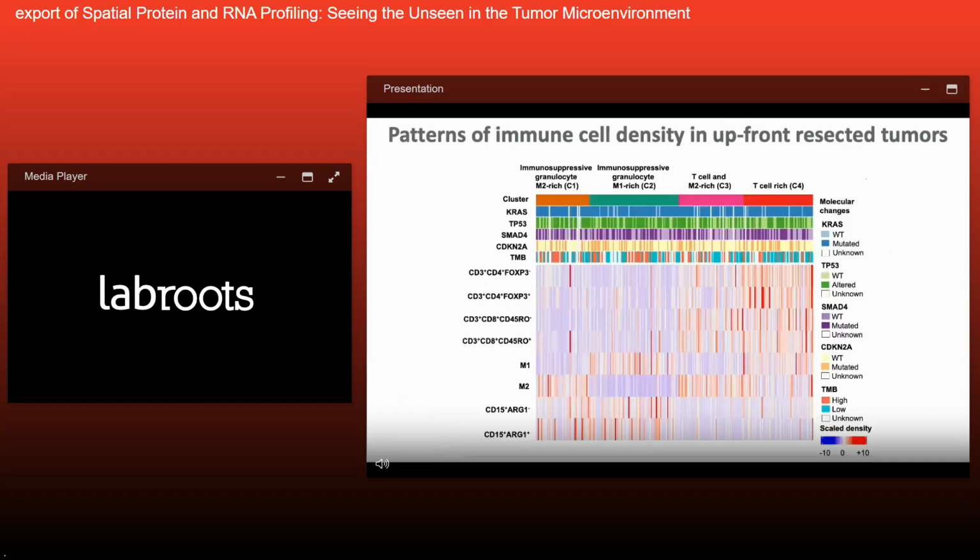We next asked whether we could find recurrent patterns of immune cell infiltration across different tumors. The unsupervised clustering shown here identified 4 major patterns or classes of tumors. 2 of these were dominated by ARG1 positive immunosuppressive granulocytes and were further differentiated by M2 versus M1 macrophage predominance. An additional cluster, C3, was characterized by somewhat elevated T cell densities and higher M2 macrophage densities, while C4 was dominated by T cells. Notably, none of the patterns correlated with the status of key genomic drivers, nor did they associate with tumor mutational burden.